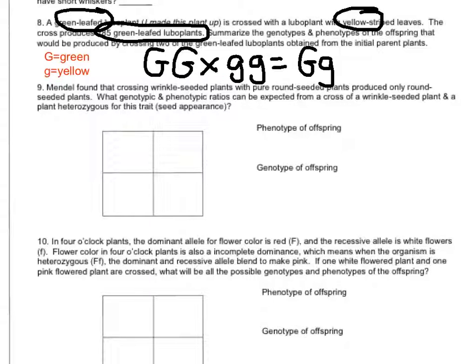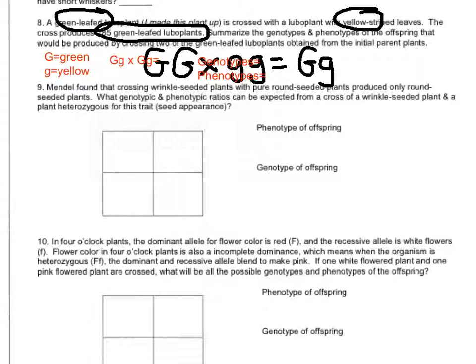So the question is asking, summarize the genotypes and phenotypes of the offspring that would be produced by crossing 2 of these green leaf lubo plants that were obtained from the initial parent plants. So really they're asking, if you do this times this, what would you get? What would be the genotypes and the phenotypes? You should pretty much be able to do this kind of cross in your sleep at this point, because this is the same thing as our coin tossing model, same thing as Ocean and Lucy.